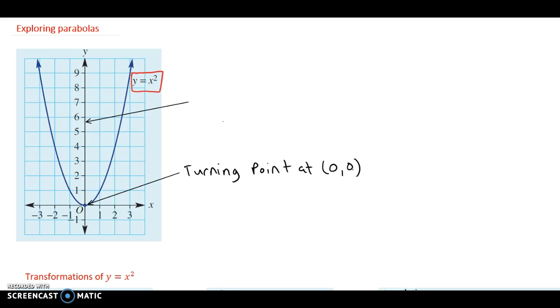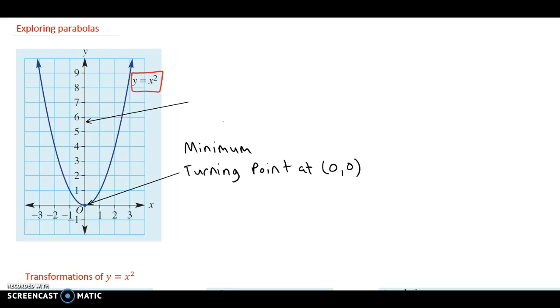The next feature that's important is the fact that in this parabola here, the turning point is a minimum. So some parabolas have a maximum turning point. Ours has a minimum turning point here. The turning point is the lowest point on the graph.